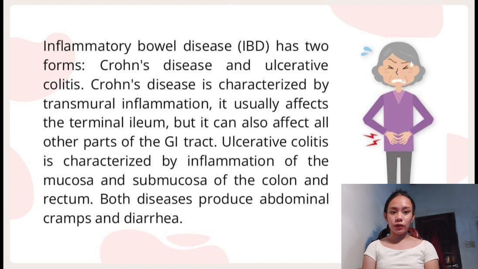Inflammatory bowel disease, or IBD, has two forms. First is Crohn's disease and second is ulcerative colitis. Crohn's disease is characterized by transmural inflammation. It usually affects the terminal ileum, but it can also affect all the other parts of the GI tract. Ulcerative colitis is characterized by inflammation of the mucosa and submucosa of the colon and rectum. Both diseases produce abdominal cramps and diarrhea.